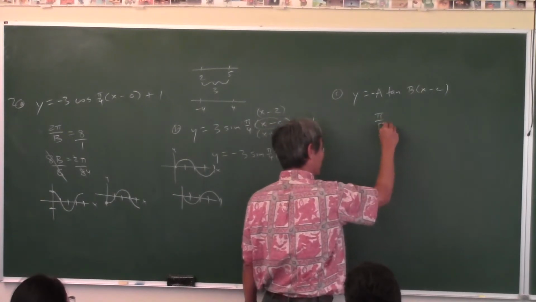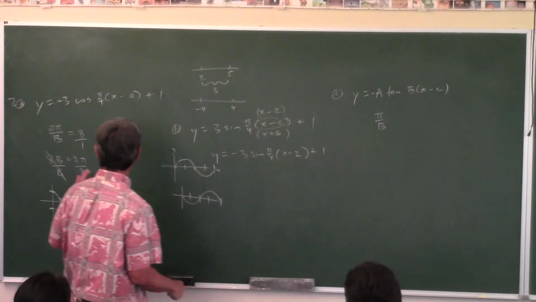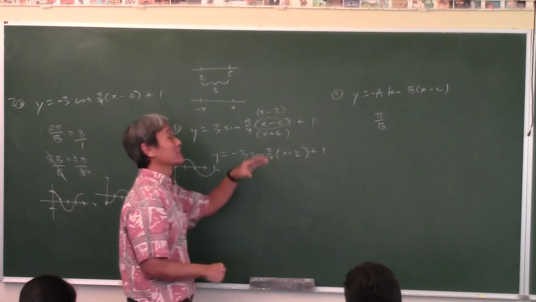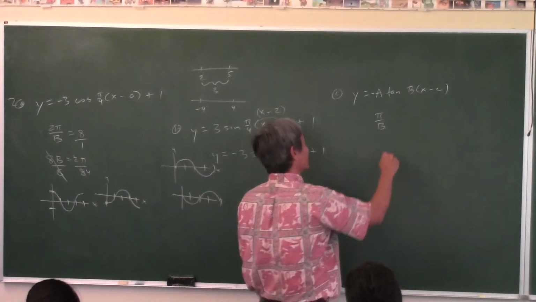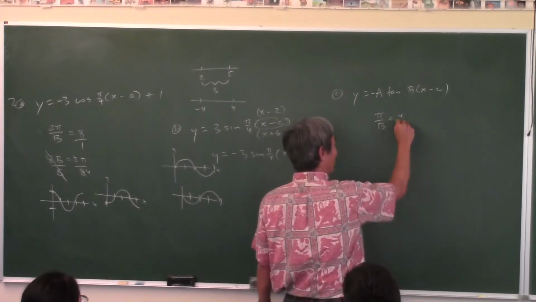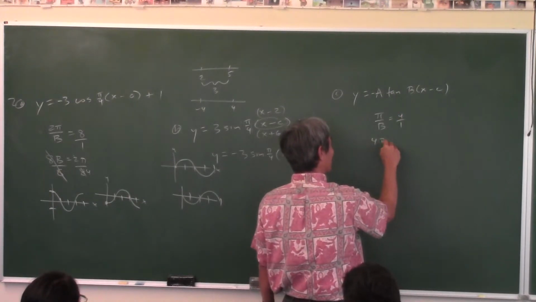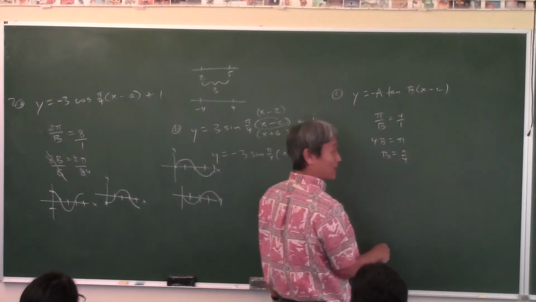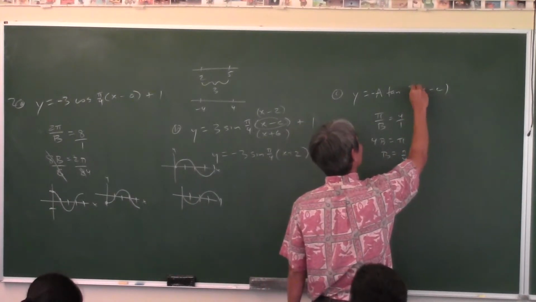Pi over b. For sine and cosine, it's 2 pi over b. But for tangent and cotangent, it's pi over b. So pi over b has to equal 4, which is 4 over 1, cross multiply, divide by 4. B is pi over 4. You just got yourself 2 points.